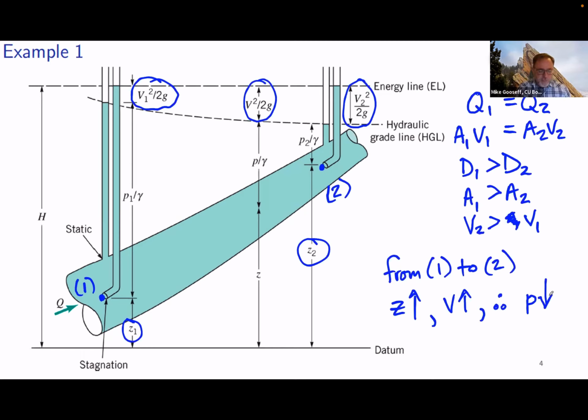All right. The other thing I want to point out is to note what's happening between the stagnation tubes right here and the static tubes here, okay? The static tubes are providing us with the elevation of the hydraulic grade line, and the stagnation tubes are providing us with the total energy, okay? The energy line. So wherever we put a stagnation tube, the rise of the water in that tube should always come up to the energy line. All right, so that's an important aspect as well.